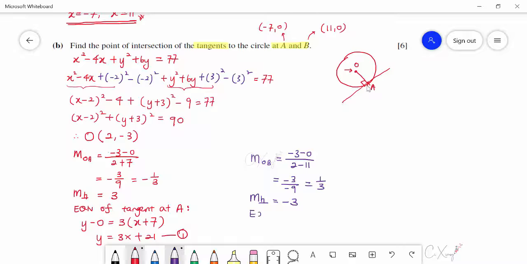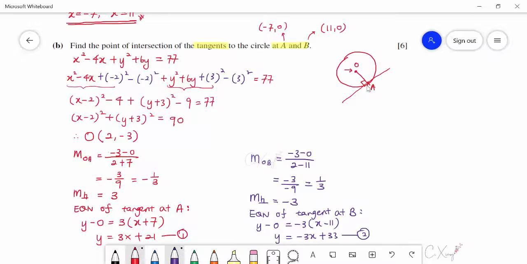Again, I can form the equation of the tangent at point B. What is the equation here? y minus y1 equals m times (x minus x1). So you have y equals -3x plus 33.